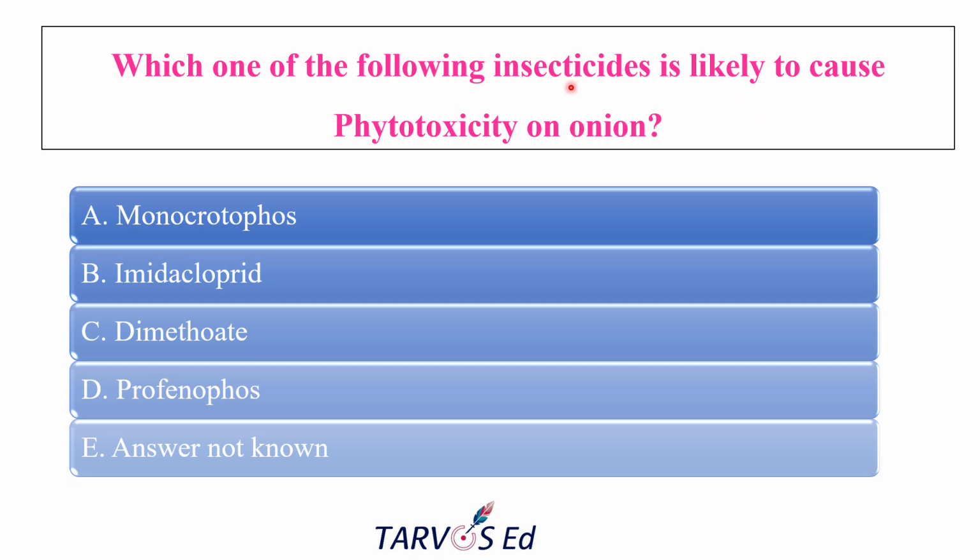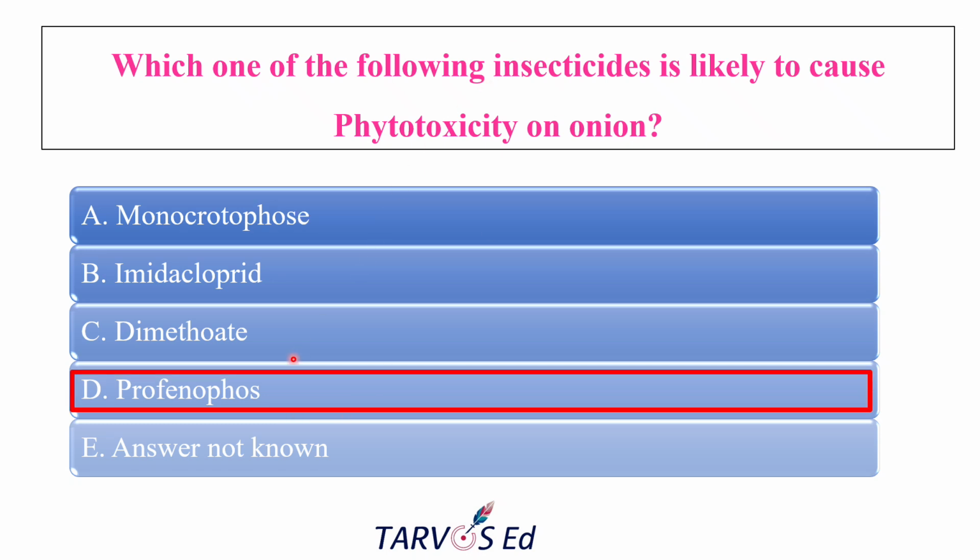On the onion it shows up as leaf scorching and tip burning, likely yellowing, and bulb size will finally get reduced. Onion leaves generally have a waxy coating, but they are very thin and sensitive, so insecticides can easily burn them. So they asked which insecticide is likely to cause phytotoxicity. The options are monocrotophos, imidacloprid, dimethoate, profenophos, and answer is not known.